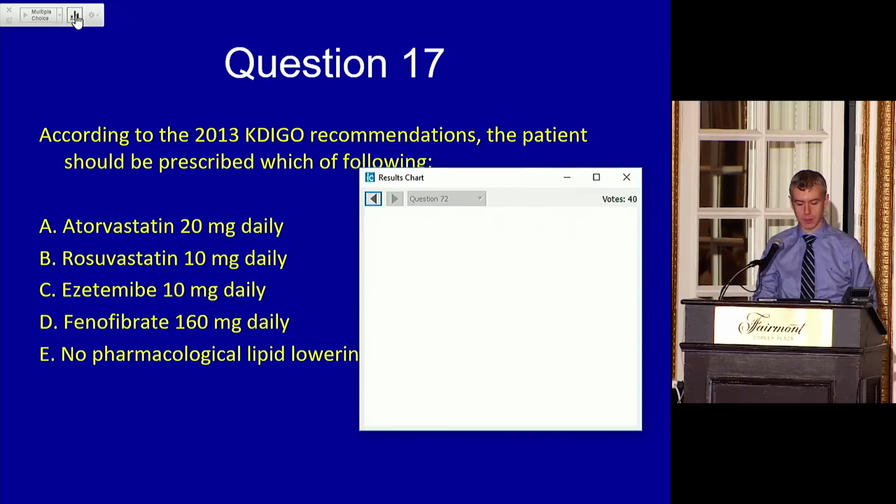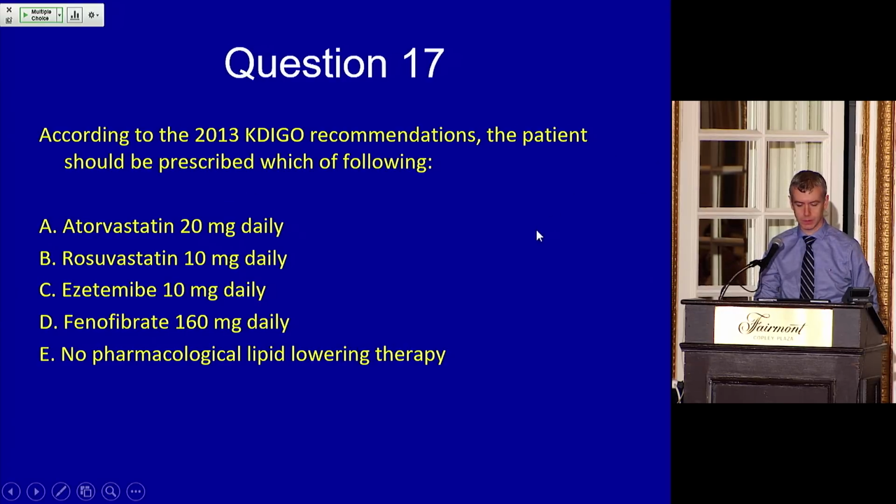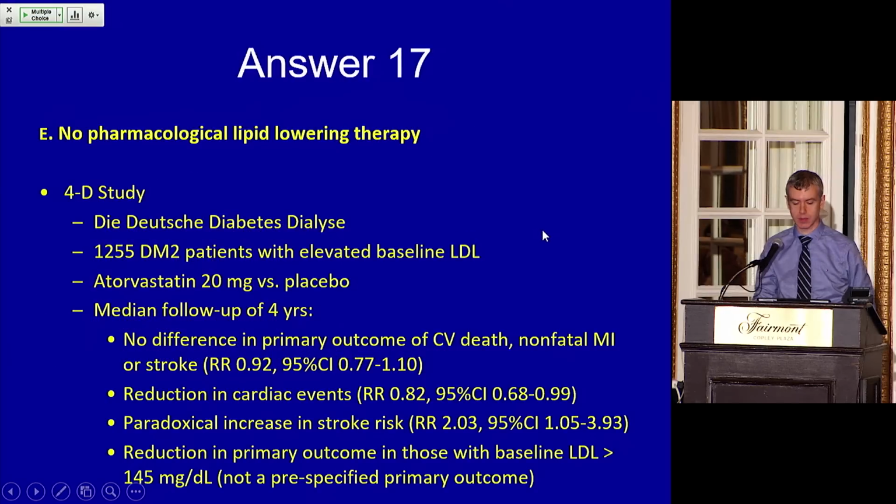Okay, so let's see what you think of this one. So the majority of people are saying don't treat, which is, according to these recommendations, the correct answer. Okay, so there were 3 large studies that looked at the treatment of hyperlipidemia in dialysis patients.